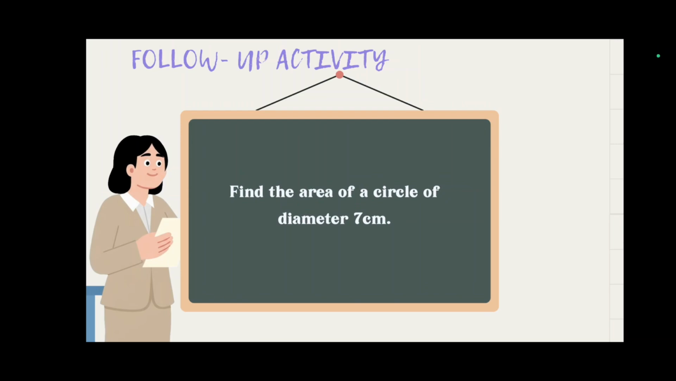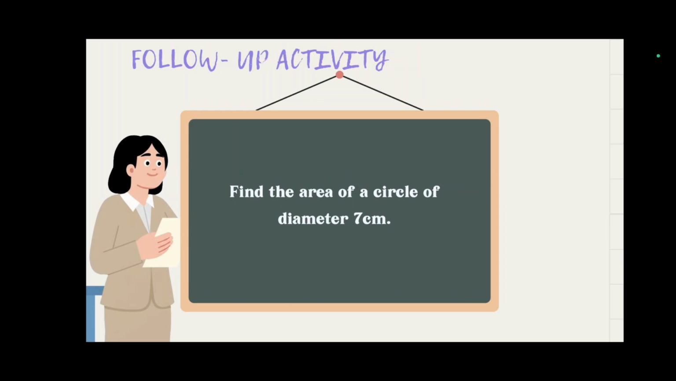So, that's our class. Today, we explored a very important concept in geometry, that is the area of a circle. We began by identifying circular objects from daily life, recalled the idea of radius, diameter and circumference, and then understood how the formula for area is actually derived using regular polygons.